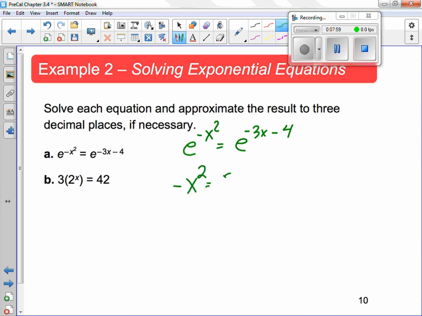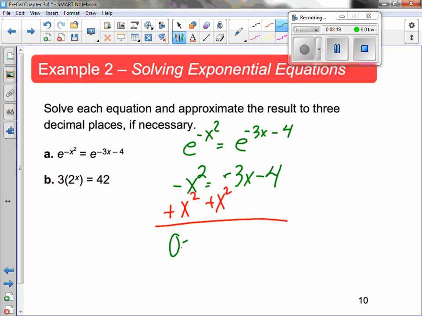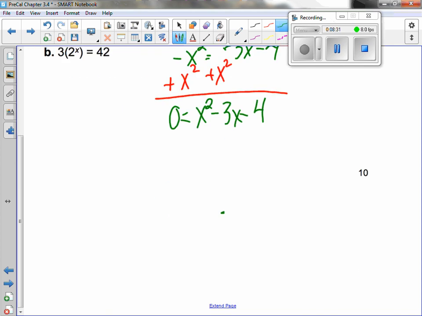Yes, because the bases are the same, we can set the exponents equal to each other. It's a quadratic. So how many answers should I have? 2. They might not be unique, but I need 2. So I'd add x squared to both sides, which will tell me that 0 is equal to x squared minus 3x minus 4, not plus 4. Now at this point we could graph it, because if it has whole number answers, graphing it will tell us. It would be 1 and 4.